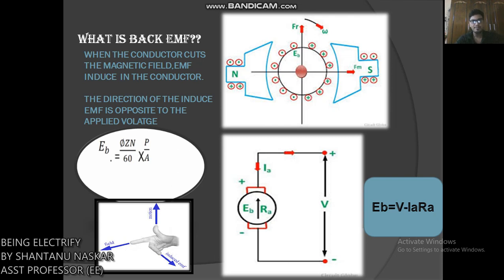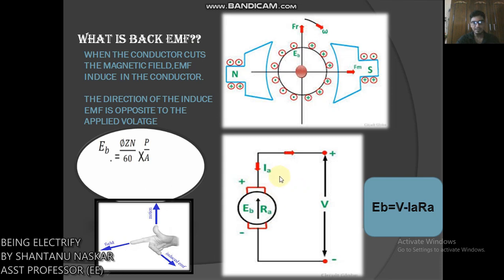The magnitude of back EMF is given by the expression EB equals phi ZNP by 60A, where EB is the induced EMF of the motor known as back EMF, A is the number of parallel paths through the armature between the brushes of opposite polarity, P is the number of poles, N is the speed, Z is the total number of conductors in the armature, and phi is the useful flux per pole.